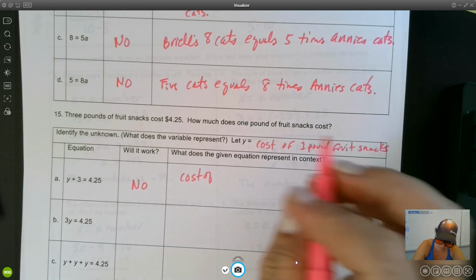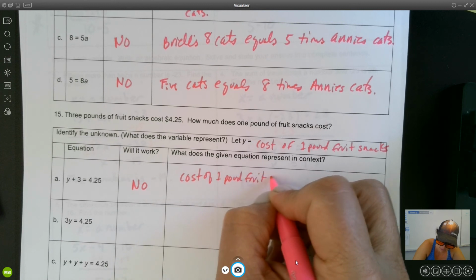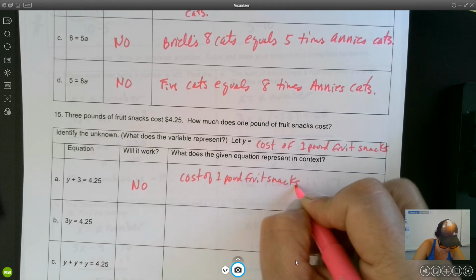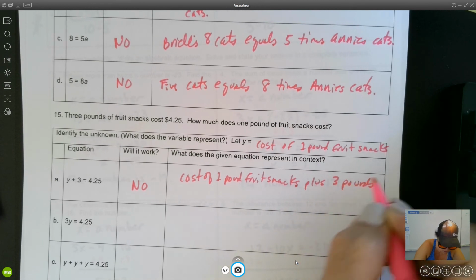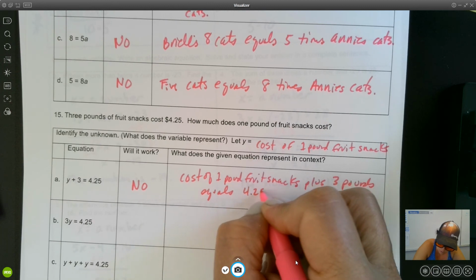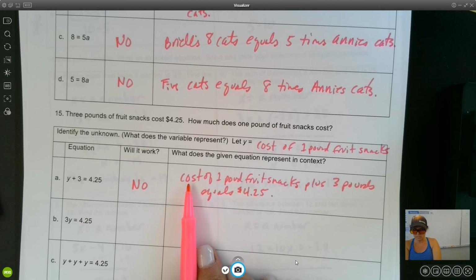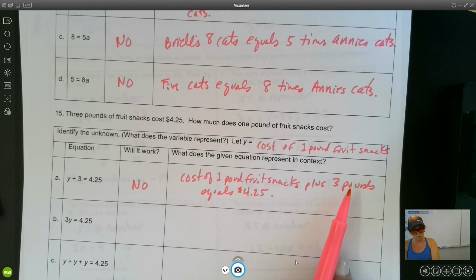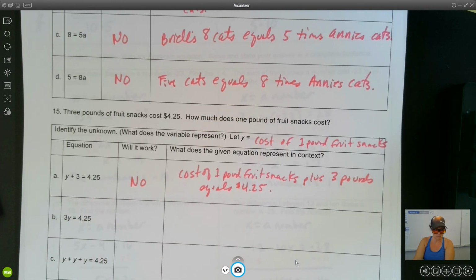Cost of 1 pound of fruit snacks plus 3 pounds equals $4.25. That doesn't make any sense. You can't add together a cost of something plus 3 pounds and have it be equal to a dollar amount. That doesn't make any sense.